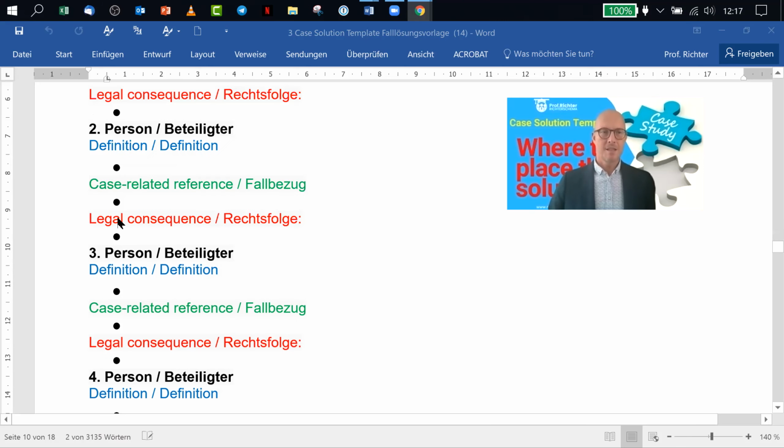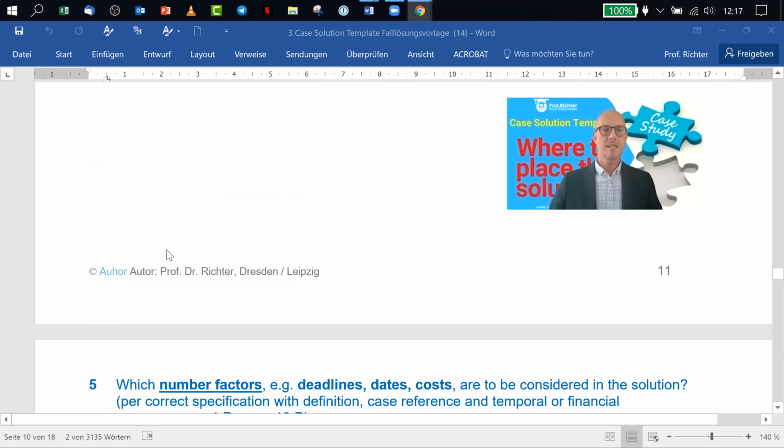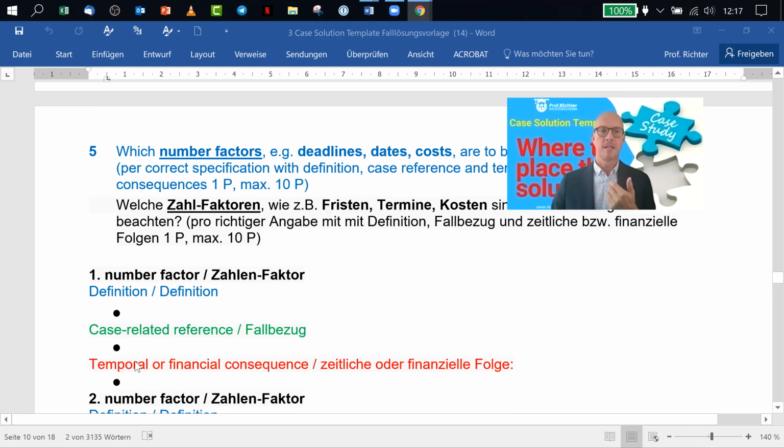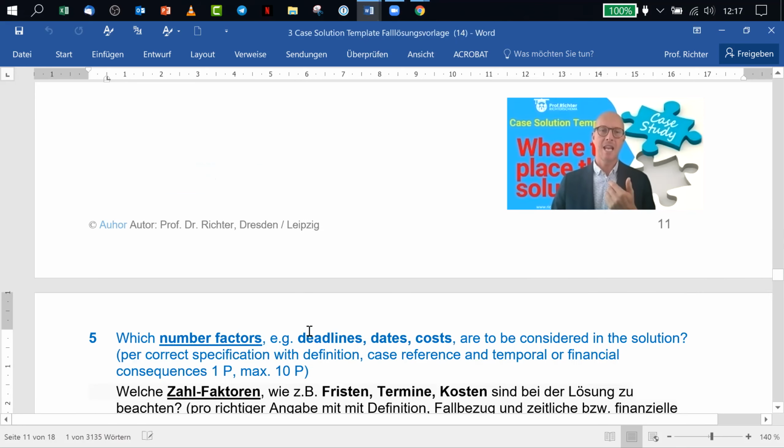Good, so always in this order. Let's go to the next question. This is everything about numbers, number factors. So we have some numbers that have temporal consequences and some financial consequences. So deadlines, for example, what are the numbers? When was the contract made, and when was the conclusion, and when did they find out, oh, there's a defect, and so on. And what are the costs? These are also the financial things.